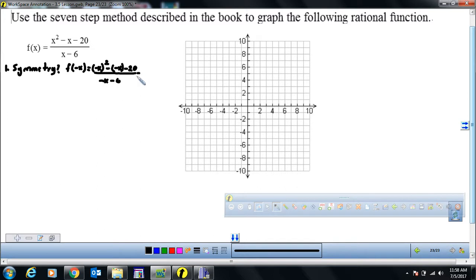Replace every x with a negative x. So then this is going to give us right here over negative x minus 6. If I simplify it, that's going to be x squared plus x minus 20, and that is going to be over negative x minus 6. If we compare this to the original function, they are not the same, meaning that this function is not symmetrical with respect to the y-axis. And also we can see that the numerator did not change all of the signs, nor did the denominator change all of the signs. So automatically that means that there is no origin symmetry. So this function has no symmetry at all.